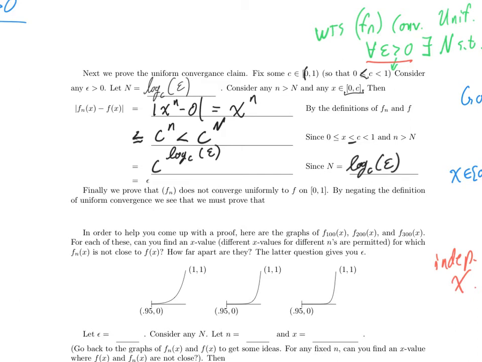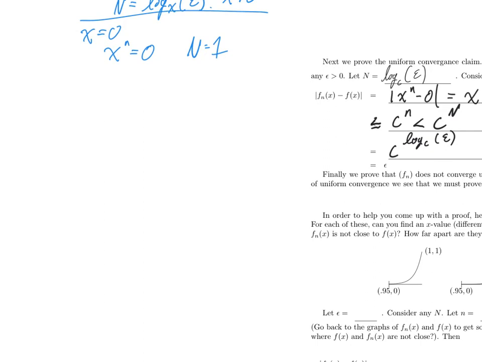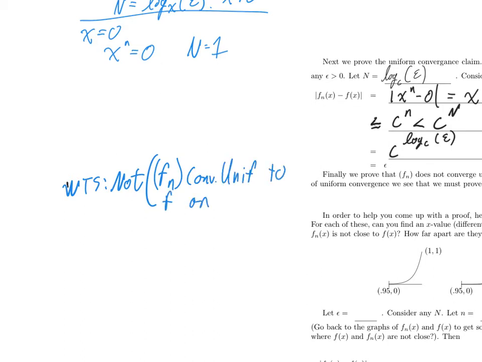So, the final thing to prove is that f sub n does not converge uniformly to f on the interval from 0 to 1. So let's do some logical calculus, figure out what we want to show. So what is it that we want to show? We want to show not f sub n converges uniformly to f on 0 to 1.